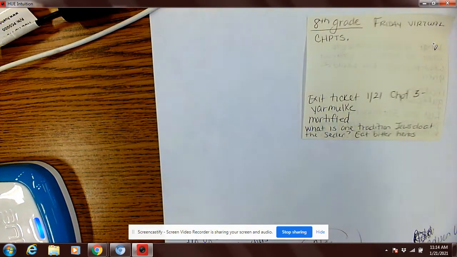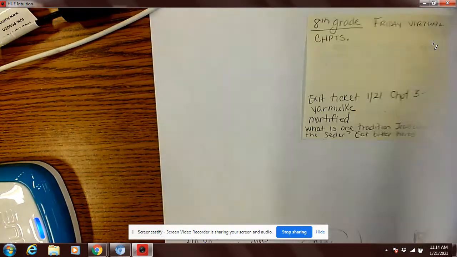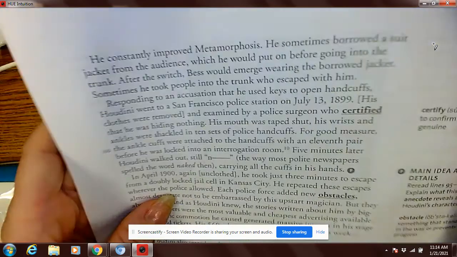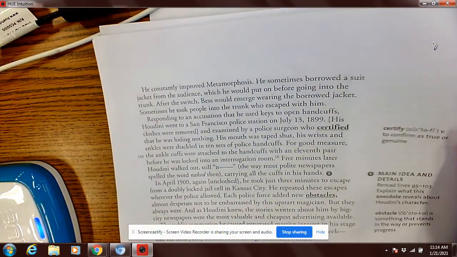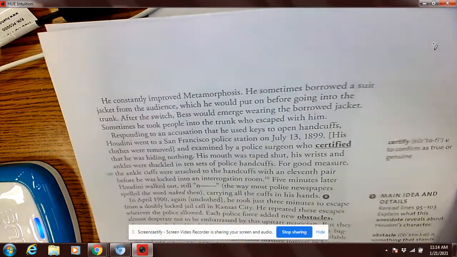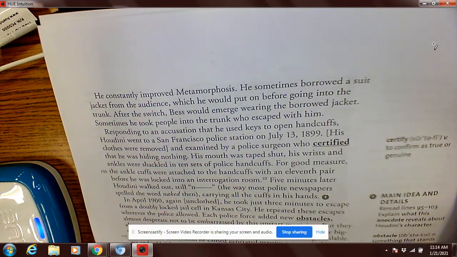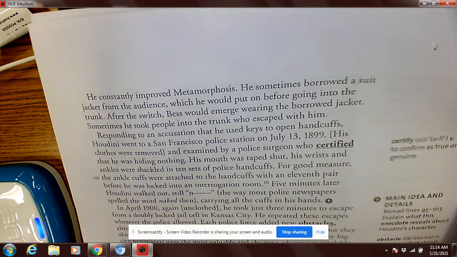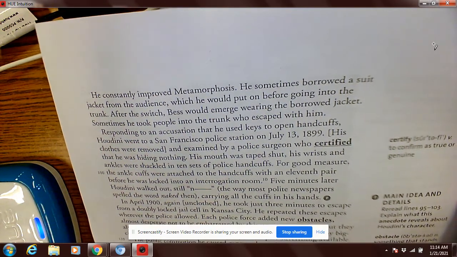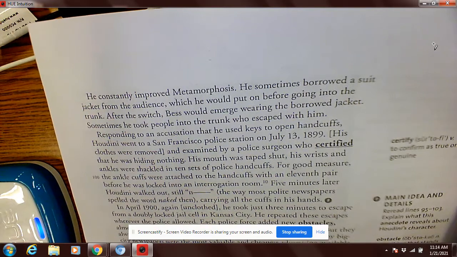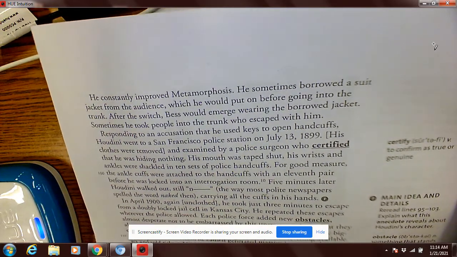So I'll come back to that. So don't worry if you haven't gotten it. Actually, on this page here. He constantly improved metamorphosis. He sometimes borrowed a suit jacket from the audience, which he would put on before going into the trunk. After the switch, Bess would emerge wearing the borrowed jacket. Sometimes he took people into the trunk who escaped with him.